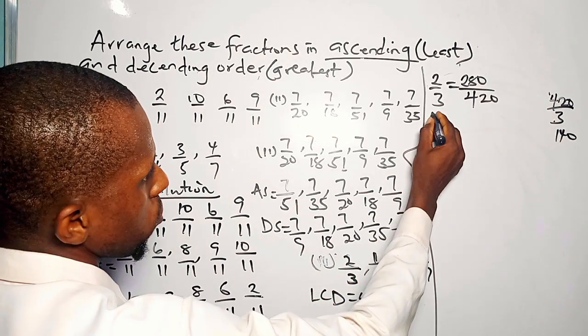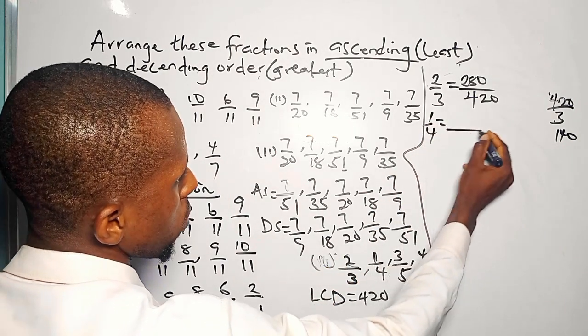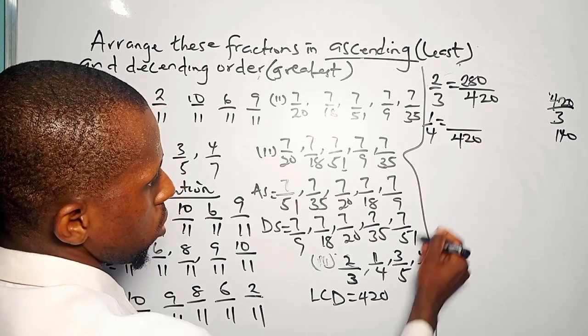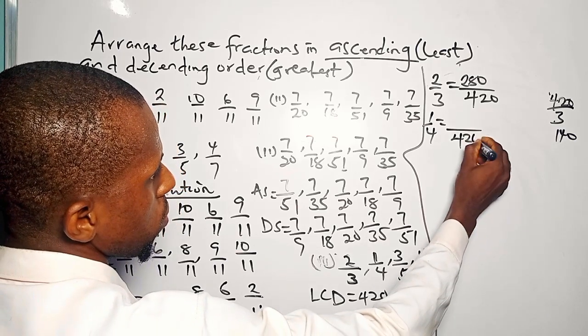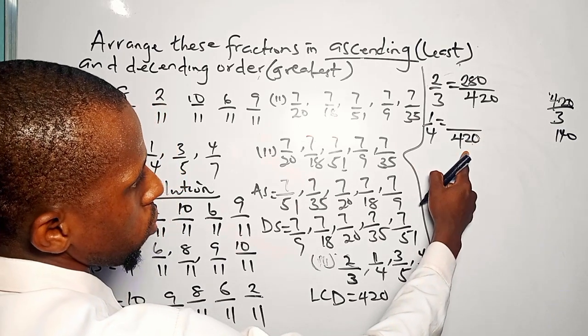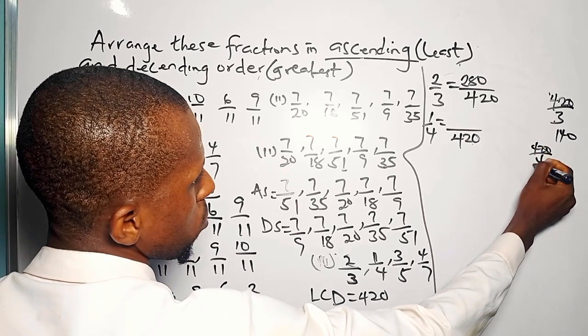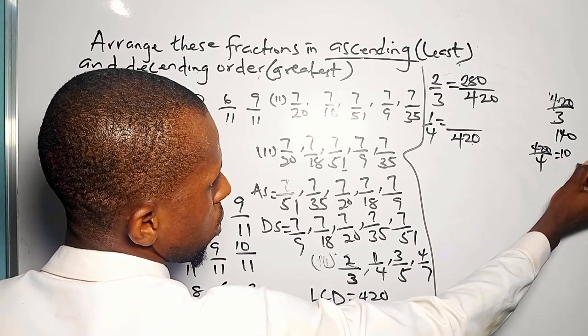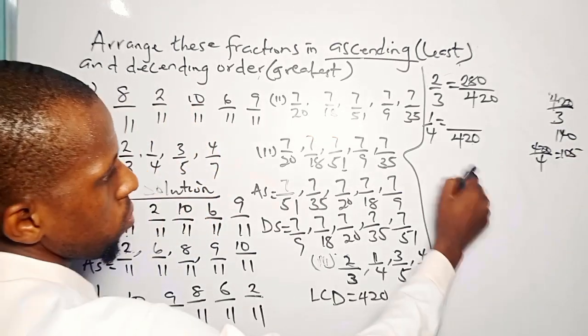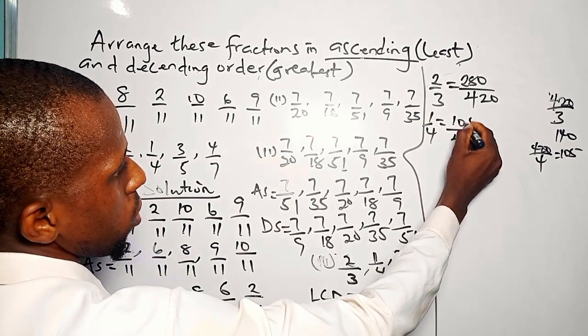For the second one, we have 1 over 4. So we set up 420 as the denominator. When we divide this by 4, we have 420 divided by 4. 4 in 42 is 10, 4 in 20 is 5. That is 105, times 1 is 105.